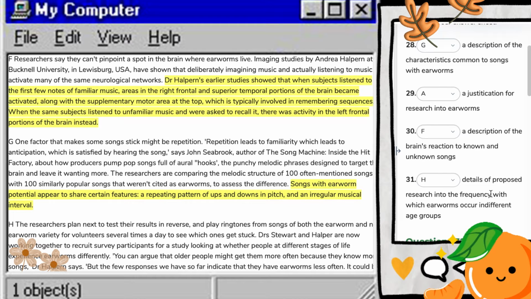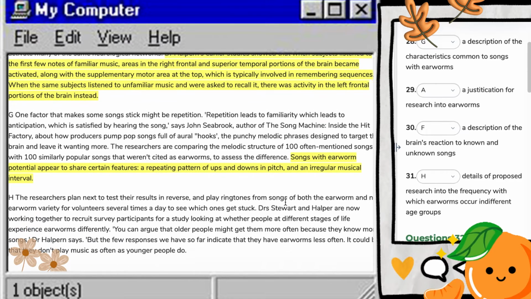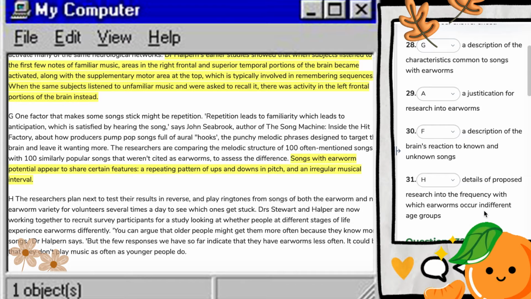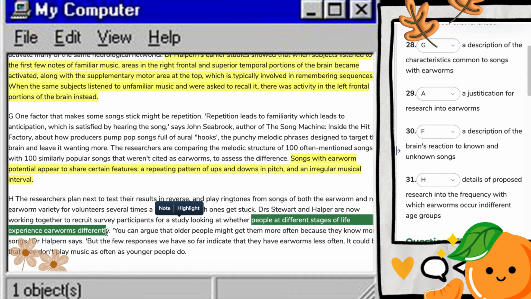Details proposed research into the frequency with which earworms occur in different age groups. The keyword here is age groups. So, as we can find, people at different stages of life experience earworms differently. So it matches. We don't have to do anything more. So the answer is H.